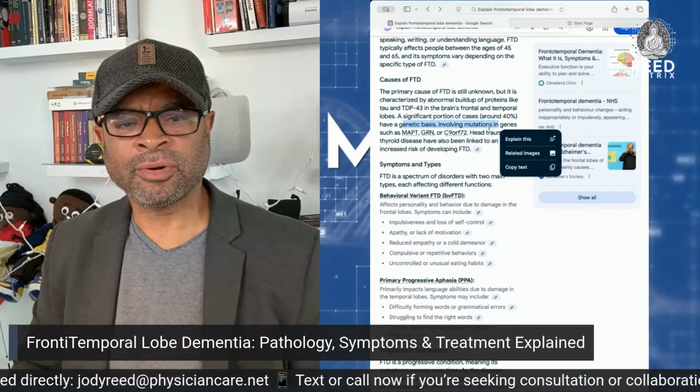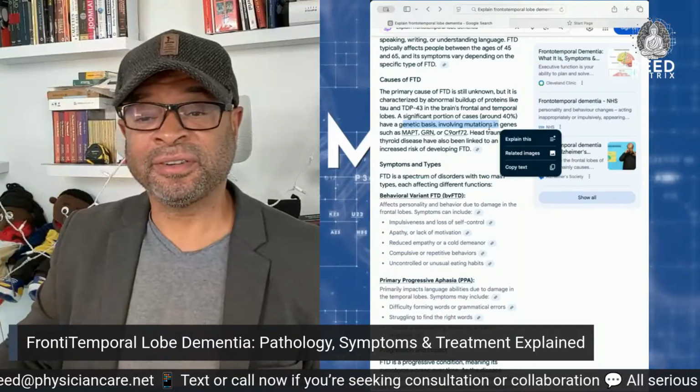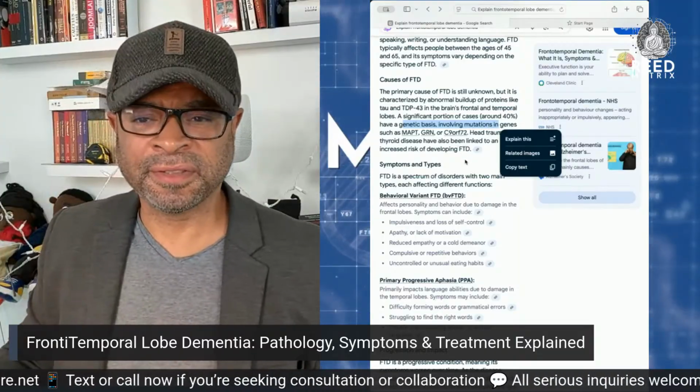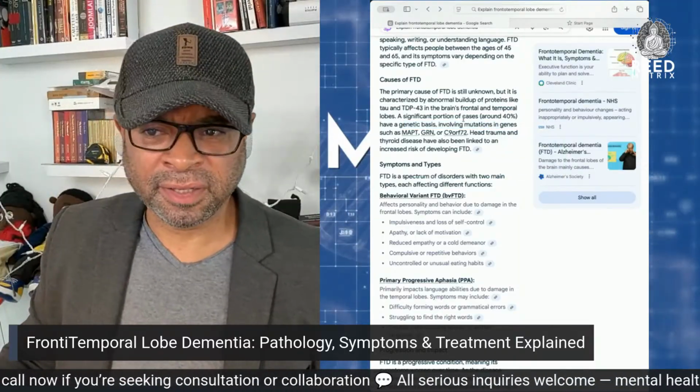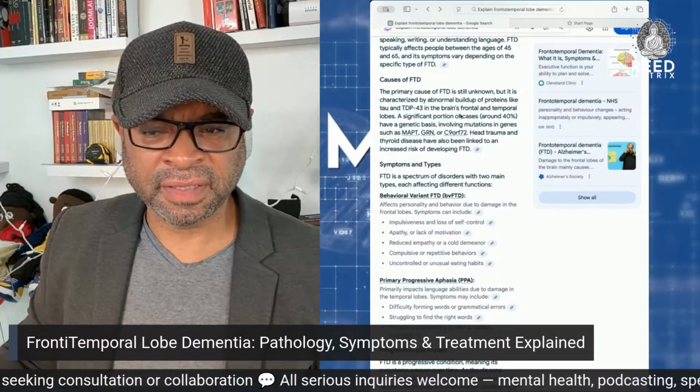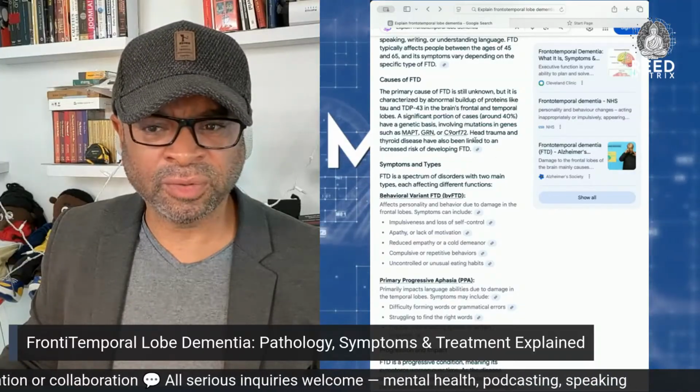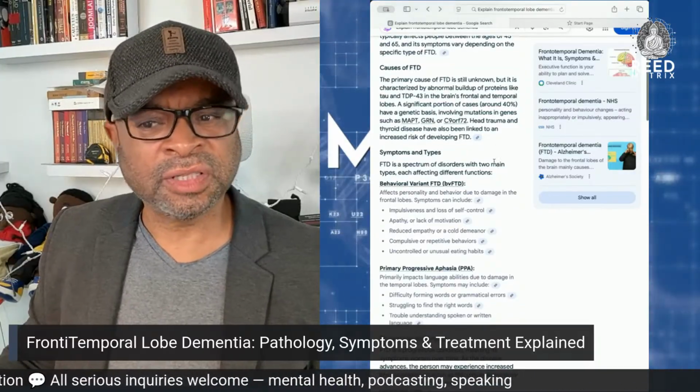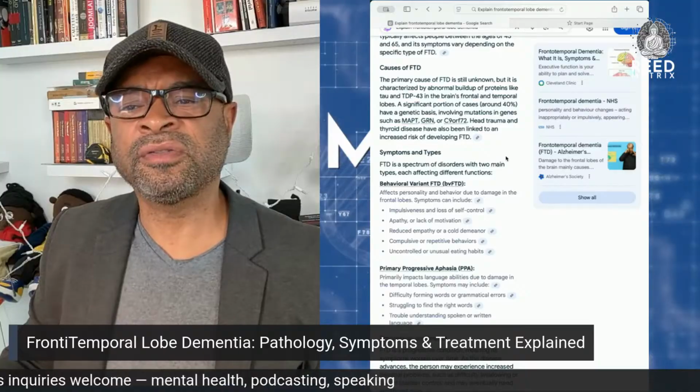Is it frontotemporal lobe dementia? It's very interesting to see. So I can see, at this age of 45 to 65, it would be very difficult to tease out the diagnosis and separate this from someone with schizoaffective disorder.